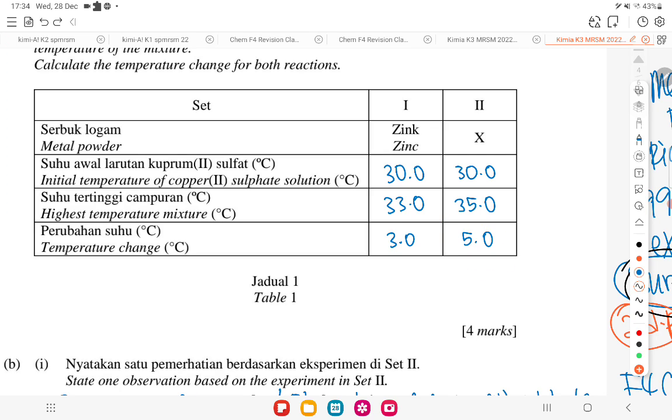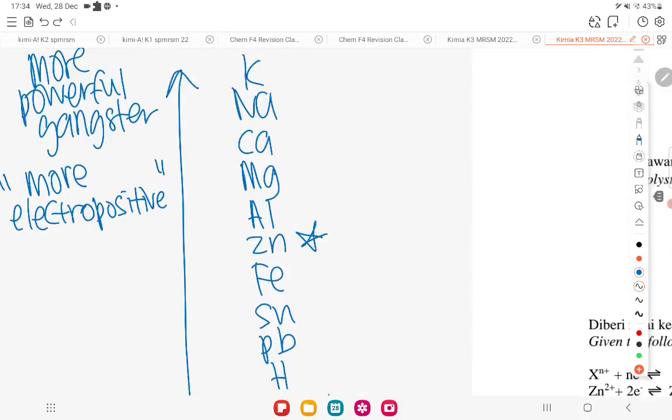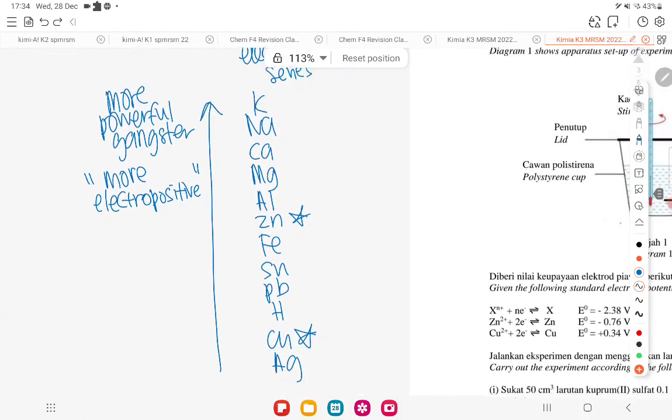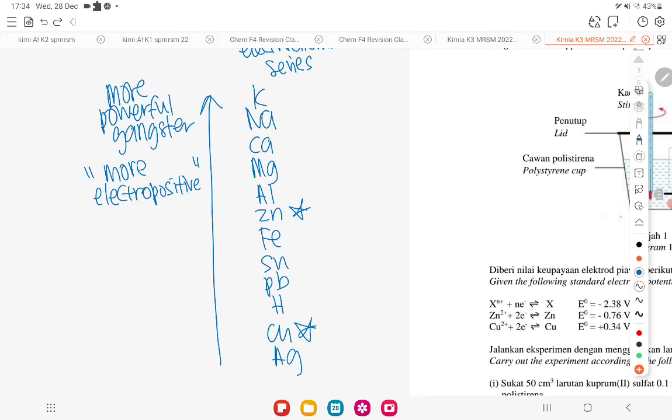Zinc, the temperature is 3. Why and how? Okay, so very simple. If you look at the ECS that you learn in your Form 5 Chapter 1, we know zinc is higher than copper, yeah? And the temperature change is 3 degrees Celsius.